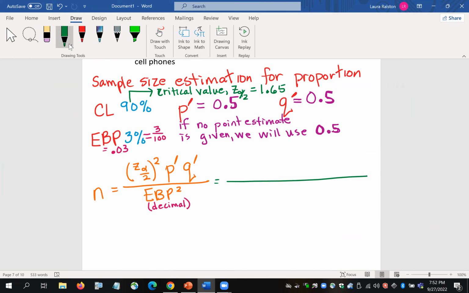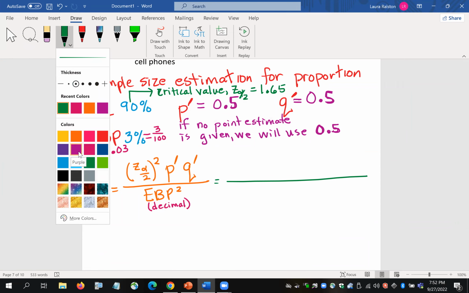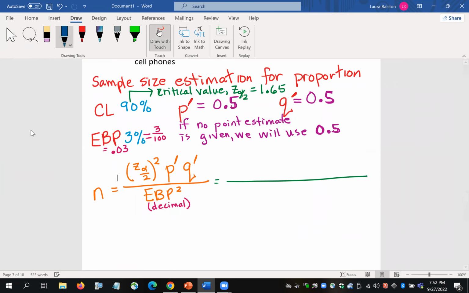From there, it becomes a plug and chug. We're going to put the numbers in there and see what we get. So I have 1.65, that's my critical value, squared, times my point estimate for P, which is 0.5, times the point estimate for Q, which is 0.5, divided by my error bound proportion squared, written as a decimal.